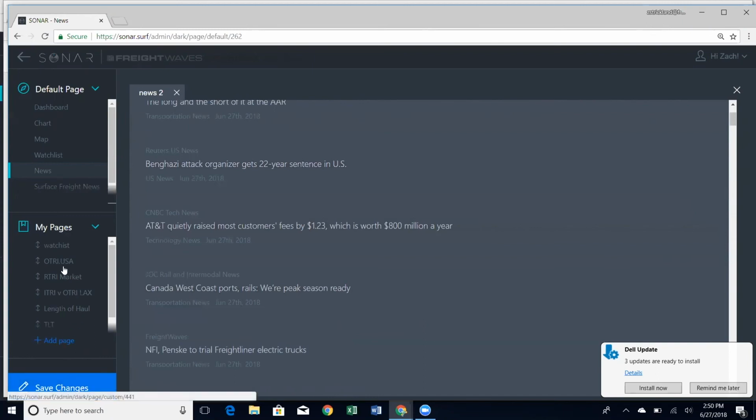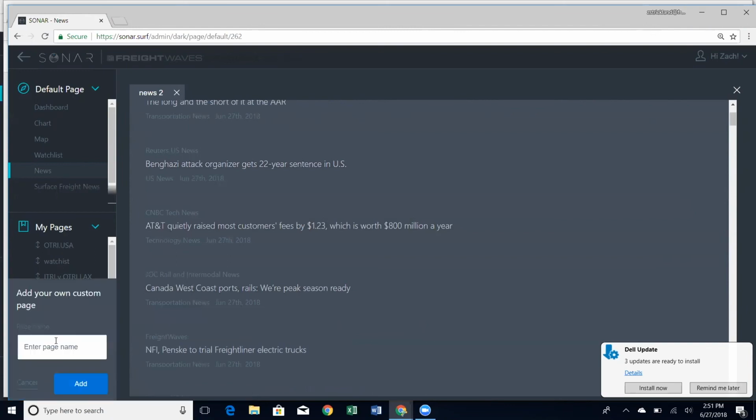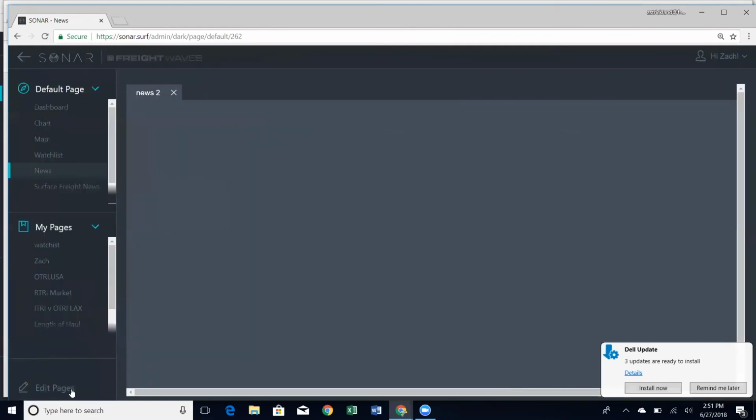We have the ability, some of you may not have anything here under my pages. By this arrow, you can drag and change the order that they're listed in. But for this case, we're just going to show the add page section. So we're going to name our page quickly. We'll name it after our market analyst, Zach. We're going to click add to that page.